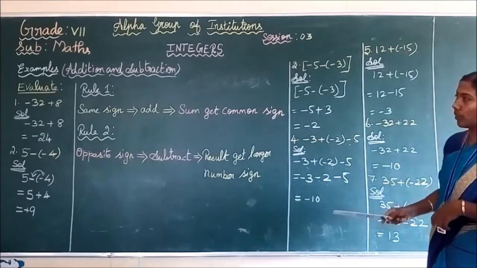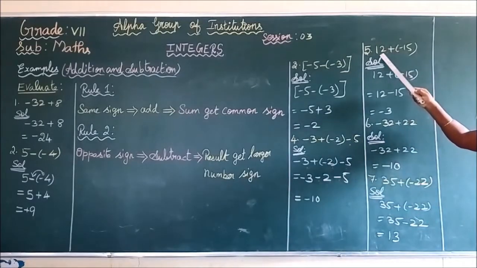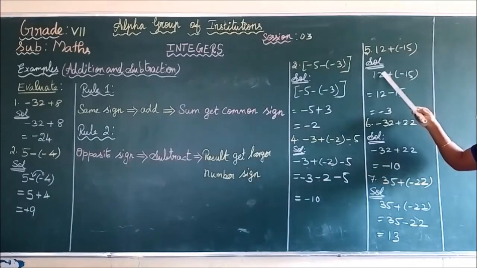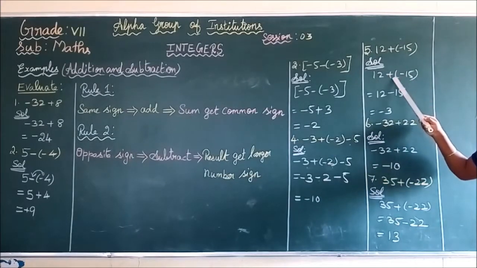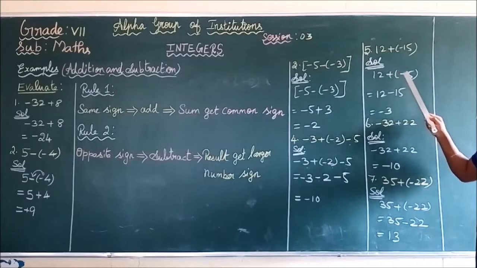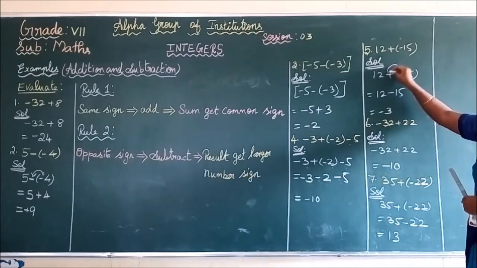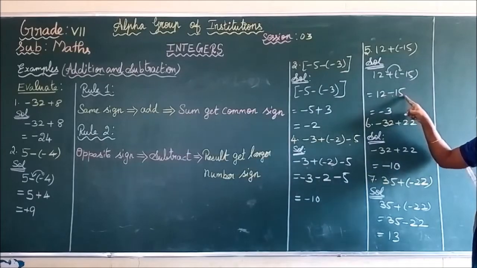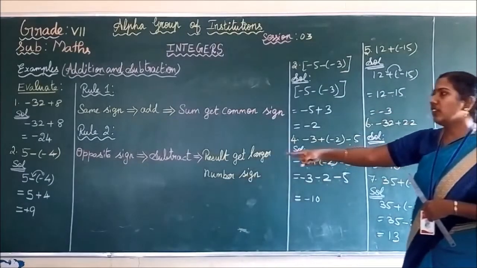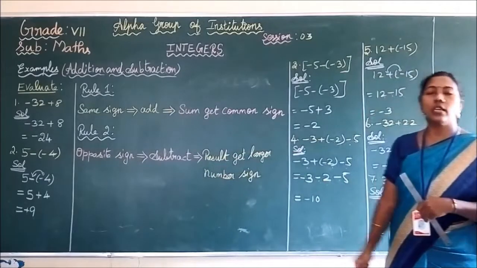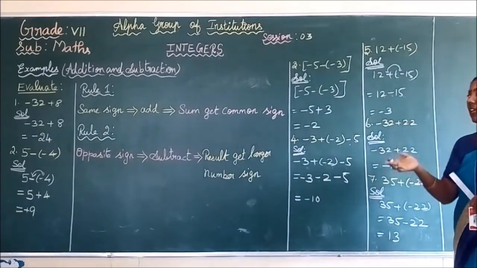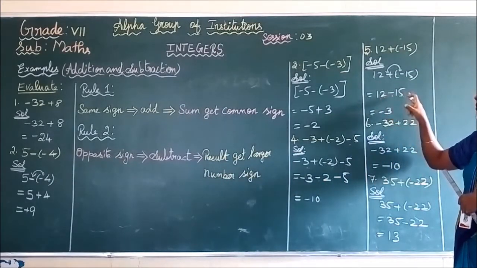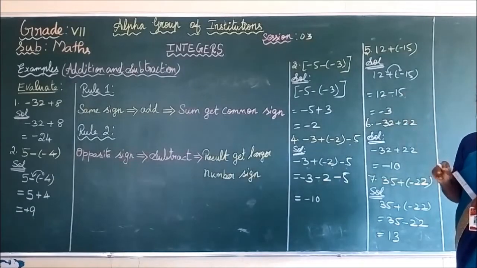Is it clear, children? Okay. Let us go to the next example. 12 plus minus 5. Sorry, 12 plus minus 15. Now we are going to remove this bracket of minus 15. Plus into minus, you get minus 15. 12 minus 15. By rule 2, if the given integers are in opposite signs, you have to subtract the smaller number from the bigger number. So you have to subtract 12 from 15. 15 minus 12, you get 3.